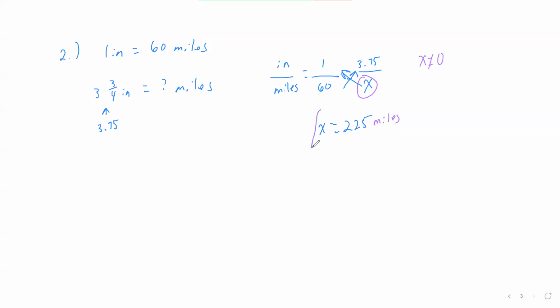225 miles. So if you're looking at a map key and you see that it says 1 inch equals 60 miles, and you measure out a distance from your destination, and you see that's 3.75 inches away, that's actually 225 miles you'd have to travel. We used to do this with those orange books of key maps, if you may or may not remember those.